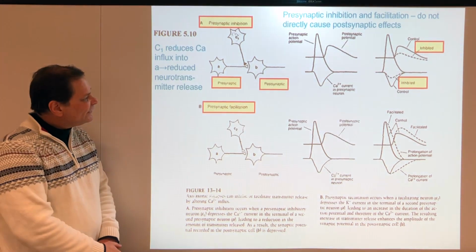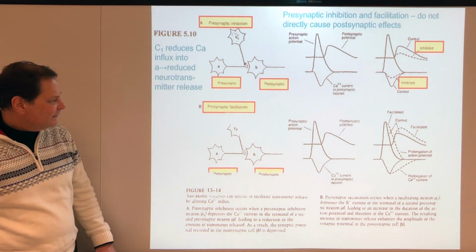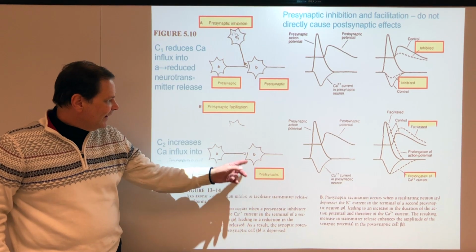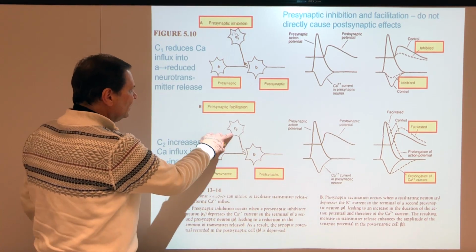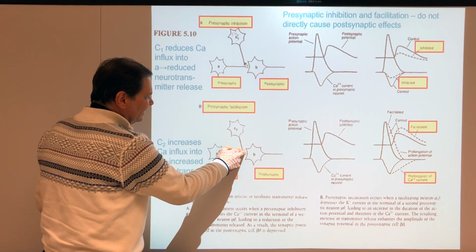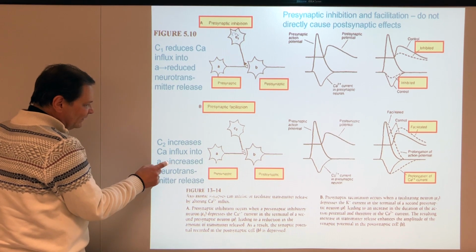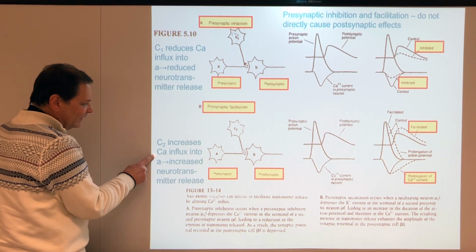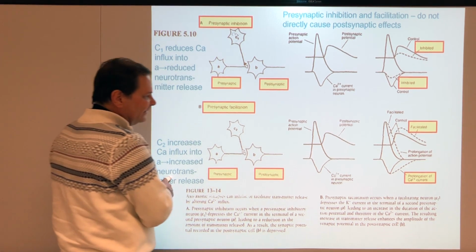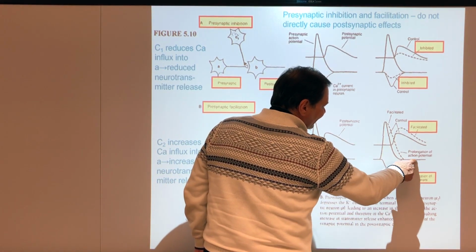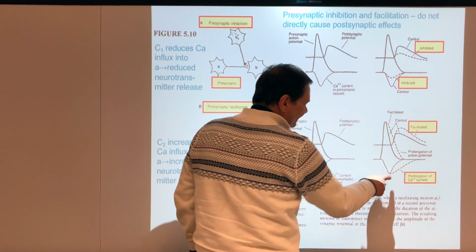If we're talking about presynaptic facilitation, again, we have our presynaptic and postsynaptic membranes, and RC2 causes presynaptic facilitation. Again, it synapses on the presynaptic membrane. In this case, it causes an increase in calcium influx, and that increases neurotransmitter release. So here's my calcium influx. The dashed line is the increased calcium current.